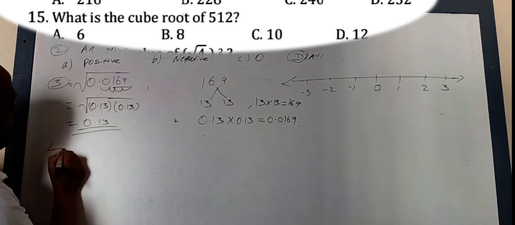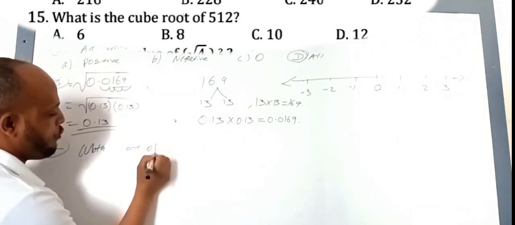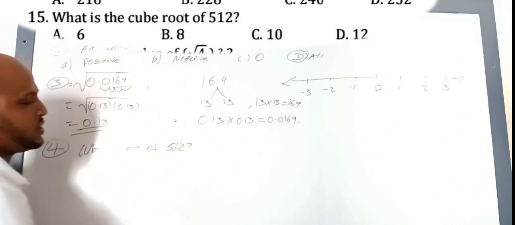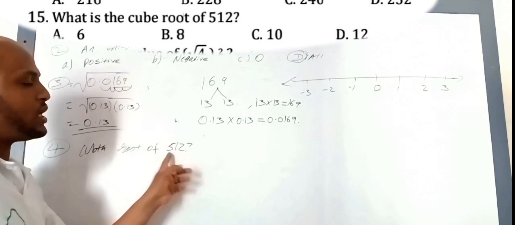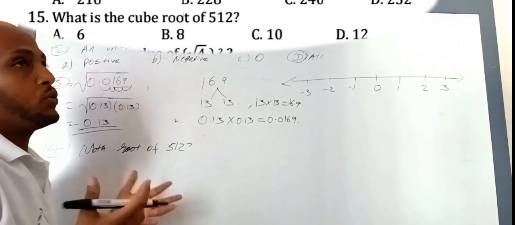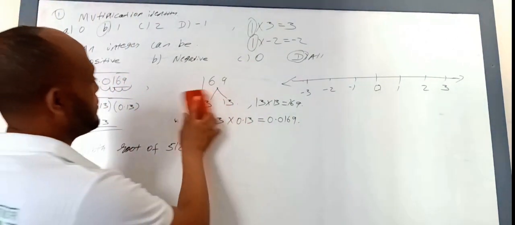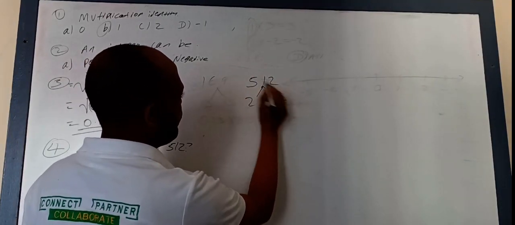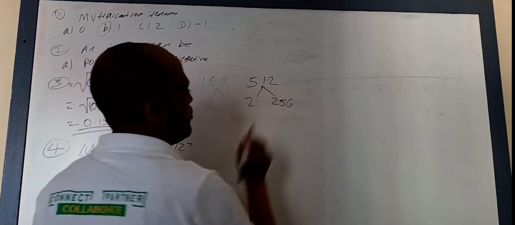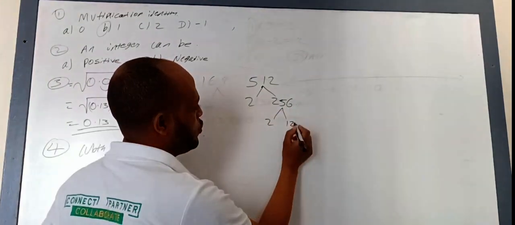What is the cube root of 512? The fourth one, right? The cube root of 512. How much is it? To do this, first of all, you shall factorize it into prime factors. If you don't factorize it, you couldn't find it by guessing, right? So let me factorize it. 512, when I divide it by 2, it will be 256, and when I divide it by 2, it will be 128.